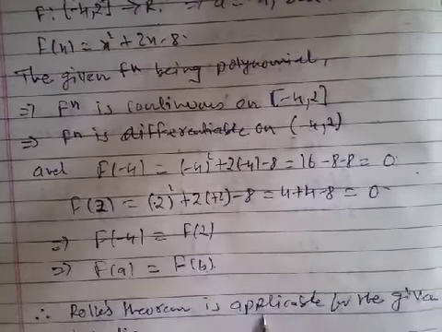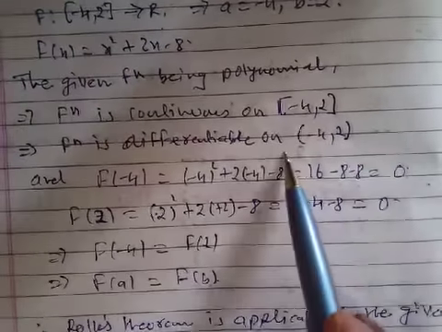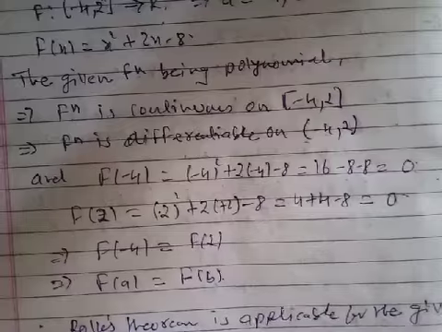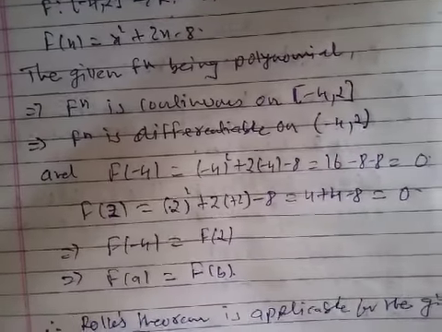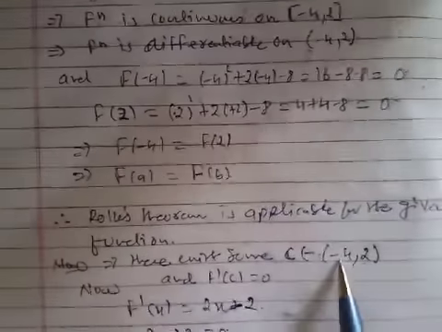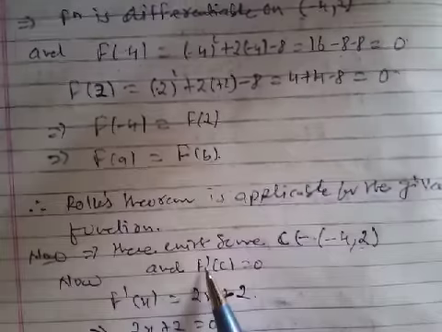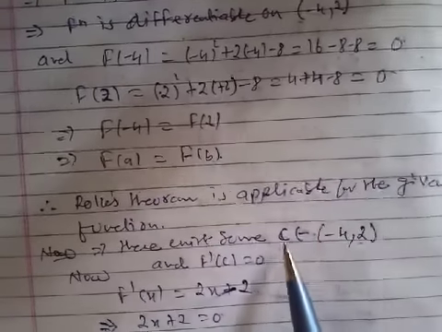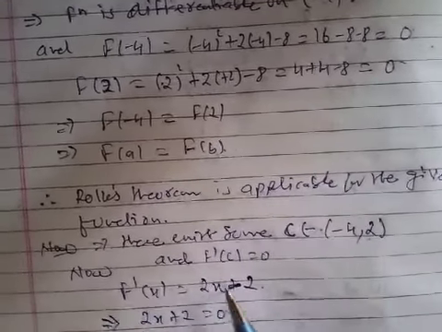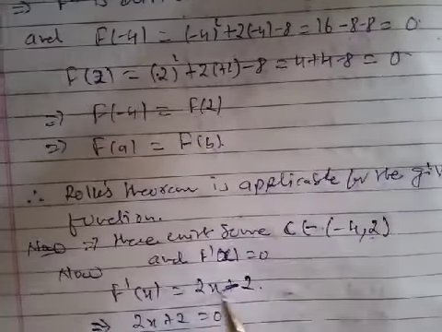Therefore, Rolle's theorem is applicable for the given function. If it is applicable, then there exists some c belonging to the open interval, so there exists c belonging to (-4, 2). How can we find it? By finding f dash of x, and at x equal to c, f dash of c is equal to 0.